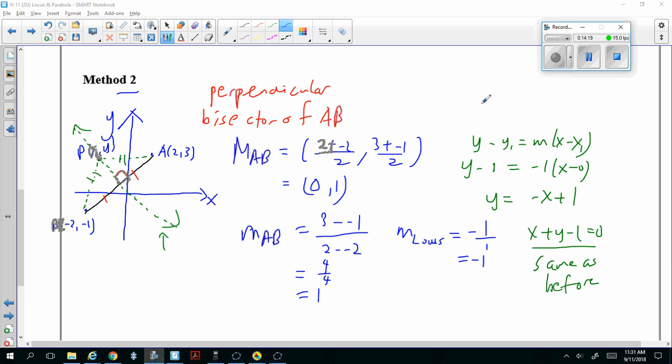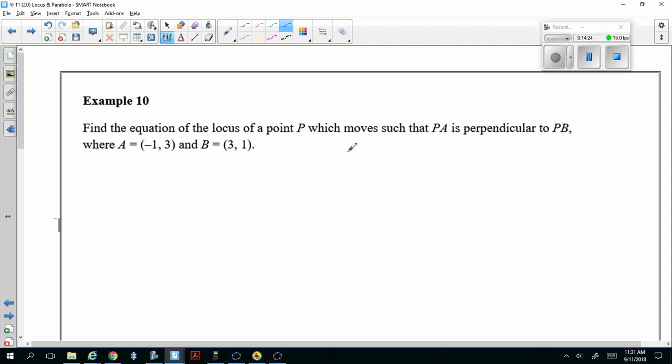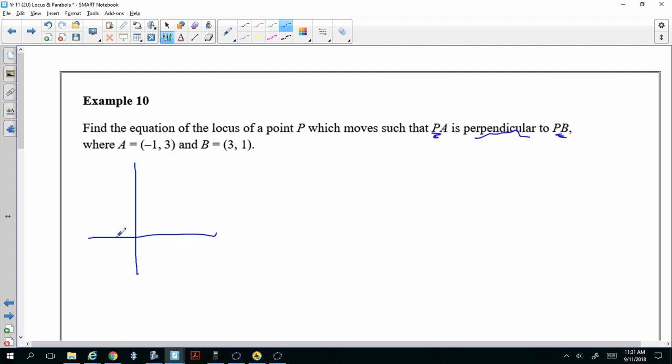Next one, watching. Find the equation of the locus of a point P such that PA is perpendicular to PB. So let's see what that means. If I draw the diagram, A is (-1, 3) and the other one, B, is (3, 1). And then we say P is the point such that PA and PB are perpendicular. So what do you do?